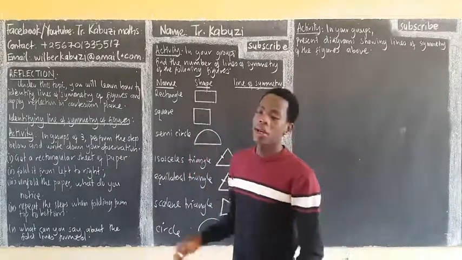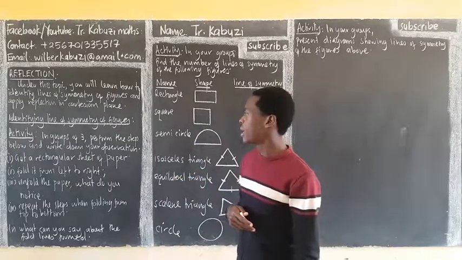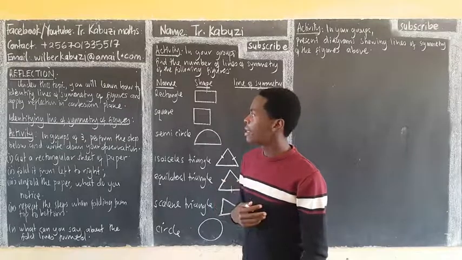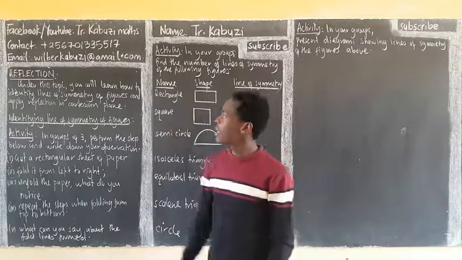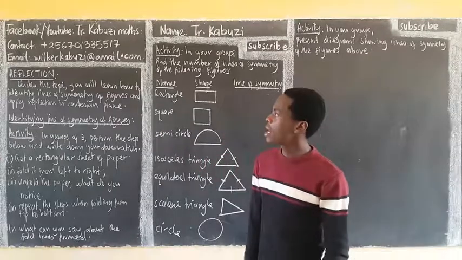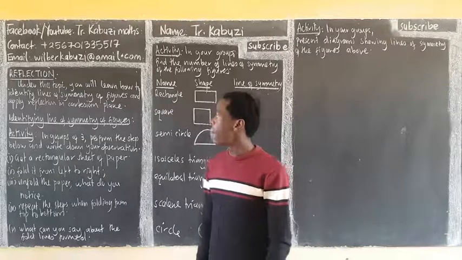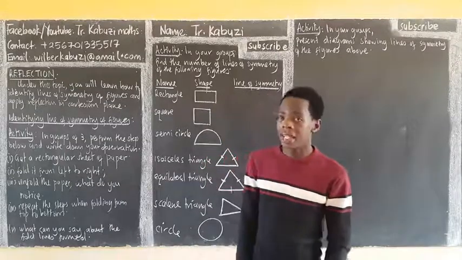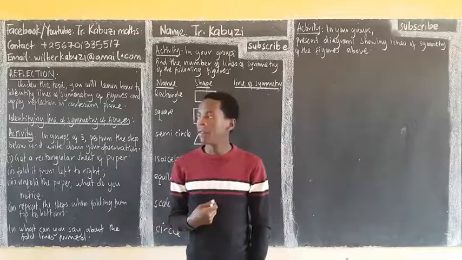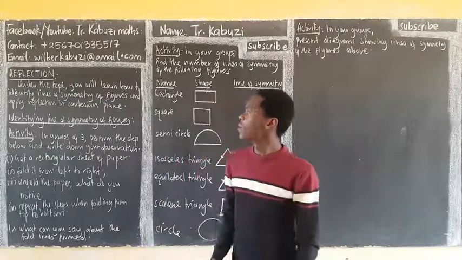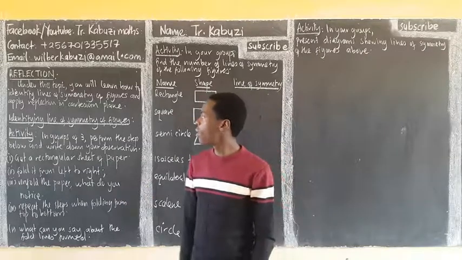But still, we are going to base on the ideas of the line of symmetry. Then the line of symmetry will add us, and then we'll go to the reflections. So, under this topic, you will learn how to identify lines of symmetry or figures and apply reflection in the Cartesian plane. We are going to see why we start with lines of reflection here. So, identifying line of symmetry or figures.